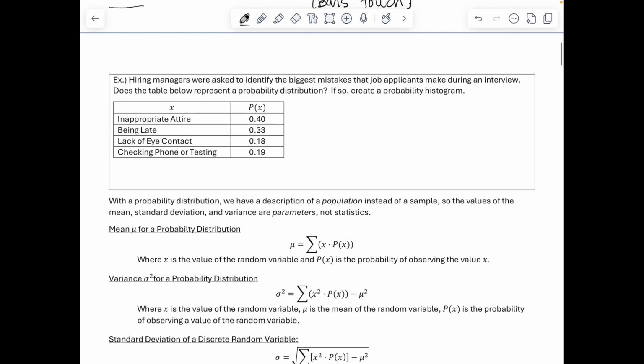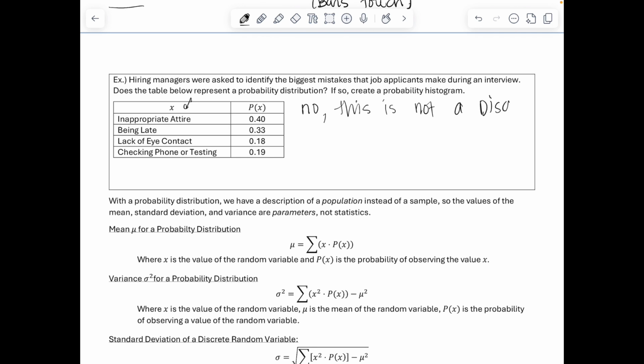The example at the top of the next page says hiring managers were asked to identify the biggest mistakes that job applicants make during an interview. Does the table below represent a probability distribution? And if so, create a probability histogram. So the first thing is we have to check all of those three requirements to see that this is actually a probability distribution. So the first thing that we have is x. And if you look at x, you will notice that it is not a numerical random variable. These are categories.